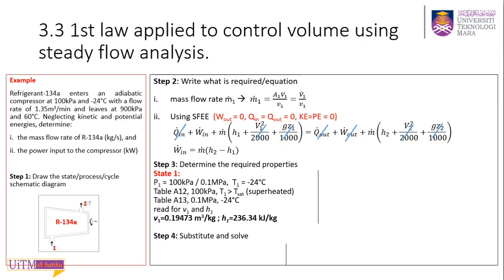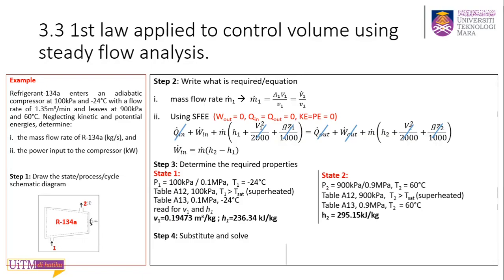As you can see, for state 1, the phase of the substance is in the superheated region. Therefore, please use the appropriate tables to read for the properties, specific volume and specific enthalpy. For state 2, as you can see, the phase of the substance is still in the superheated region. Therefore, using table A13, we can read for the value for specific enthalpy at state 2.